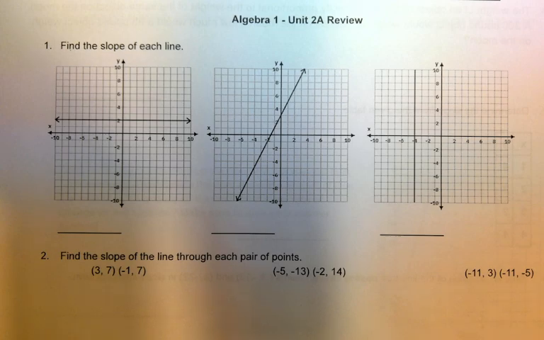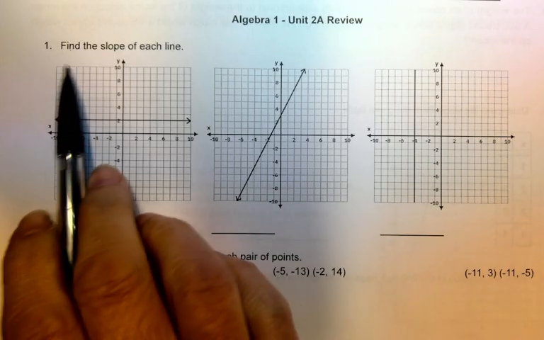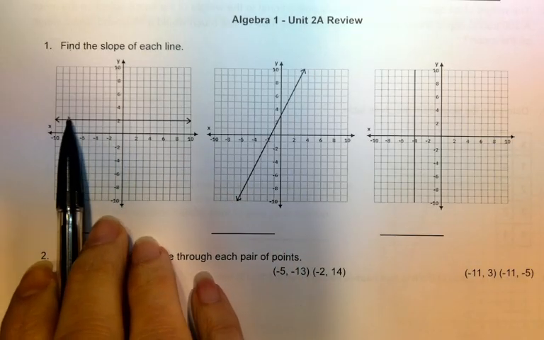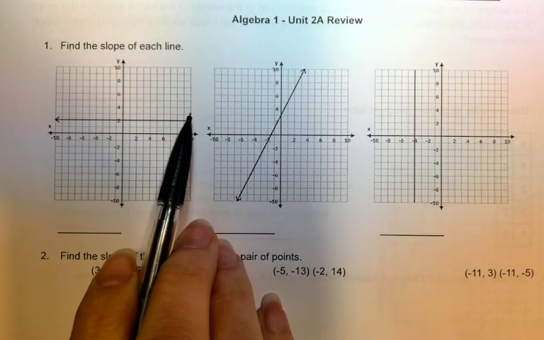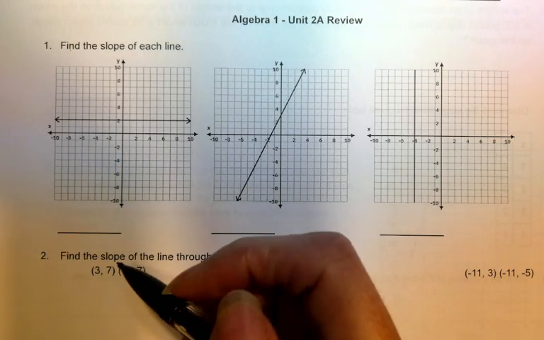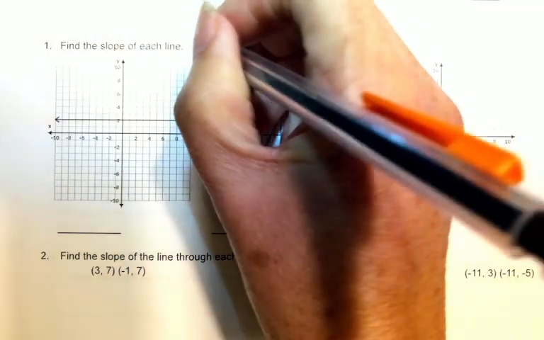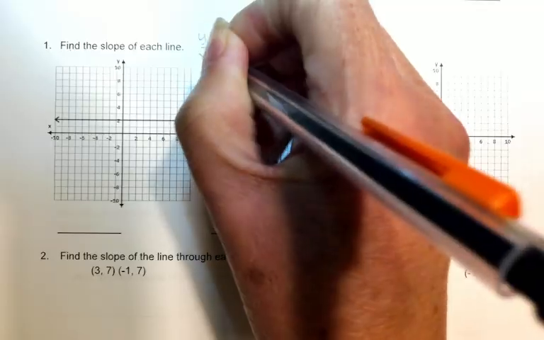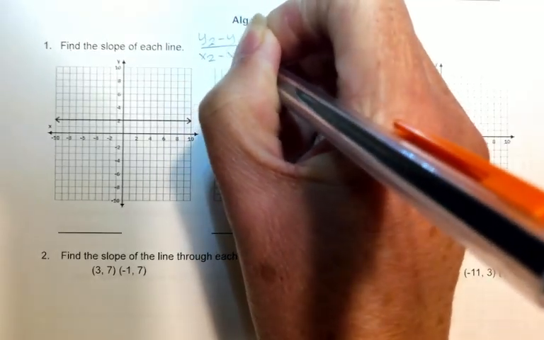All right, page 1 of Unit 2A test review. So question 1 says find the slope of each line. You might notice it's a horizontal line. If you do, you might already know what the slope is. However, if you don't, you can still use the formula, and I'll write this down: y2 minus y1 over x2 minus x1.